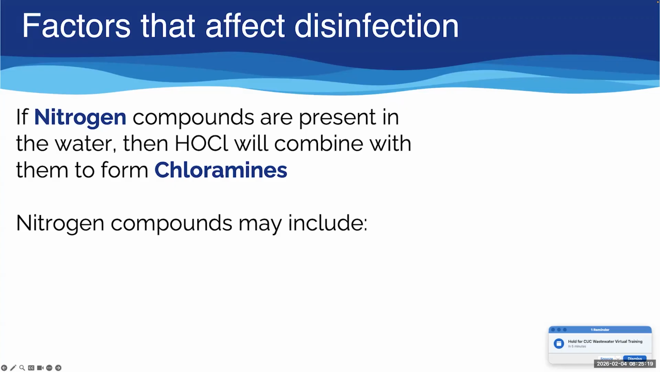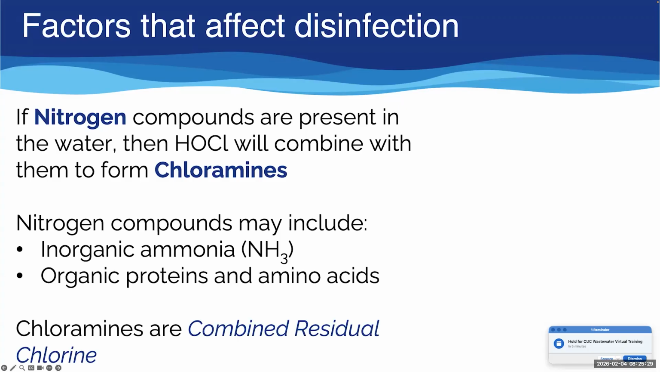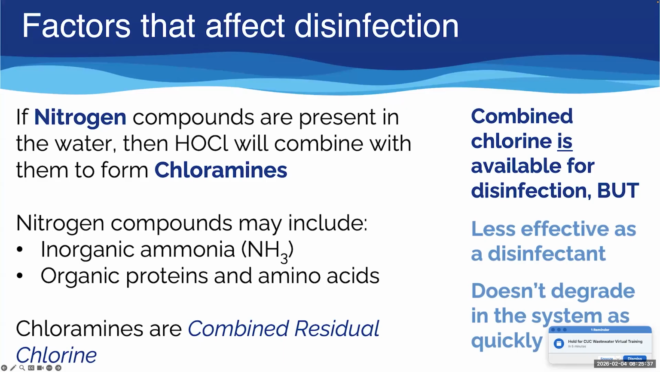to get back out. The kinds of nitrogen compounds that might react with chlorine in your system: inorganic ammonia, organic proteins, and amino acids. And these chloramines are called combined chlorine residuals. Again, it is available for disinfection, but it's just not as effective as a disinfectant. And again, it does not degrade in the system as efficiently.